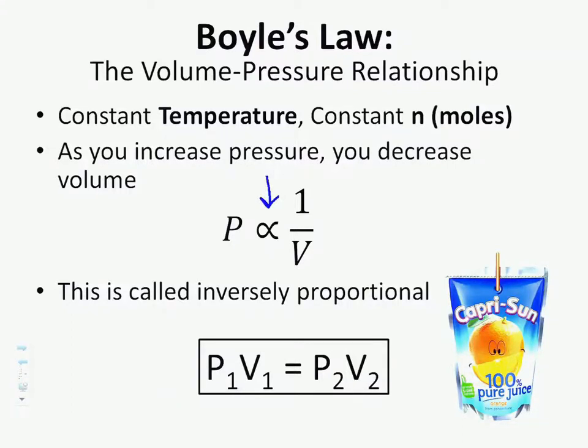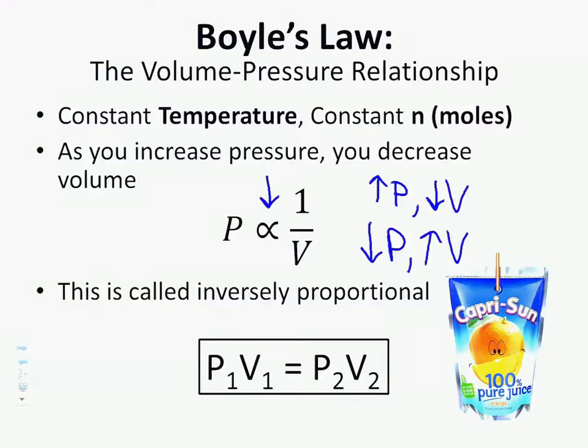is the proportional symbol. What that means is P is proportional to 1 over V. Whenever something is proportional to its inverse, that's called inversely proportional, meaning if you increase pressure, you're going to decrease volume. If you decrease pressure, you're going to increase volume accordingly. All right, so that's how we end up with the equation at the bottom: P1V1 equals P2V2.